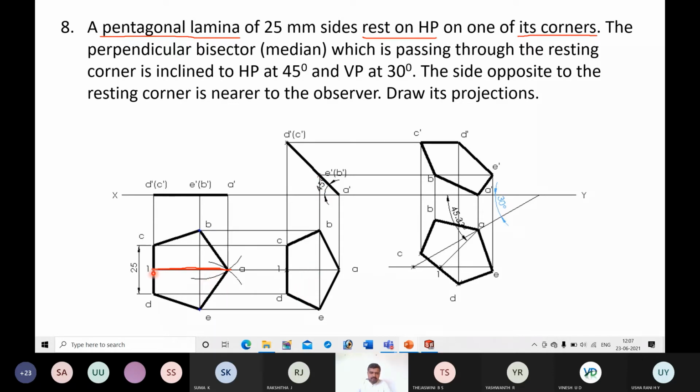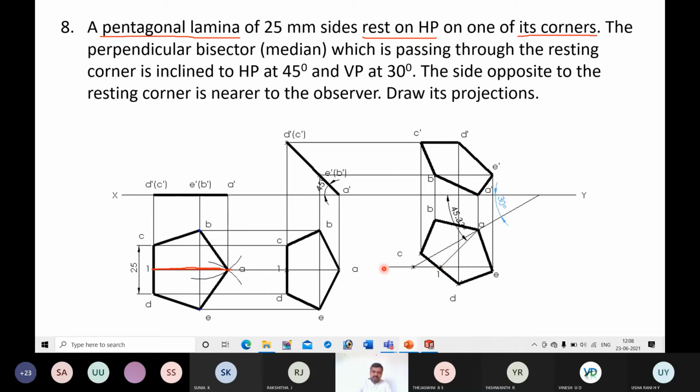Now here you can see A to 1, this is the true length of the perpendicular bisector. Because of inclination, the length of the perpendicular bisector got reduced. But look at the given angle. The perpendicular bisector which is passing through the resting corner is inclined to HP at 45 degree and VP at 30 degree. That means the given inclination is true, but here you have a false length of the perpendicular bisector. That means we should find out beta.